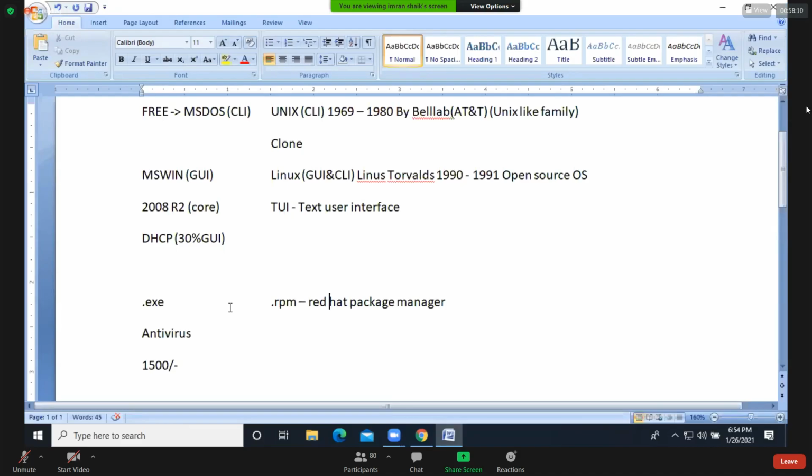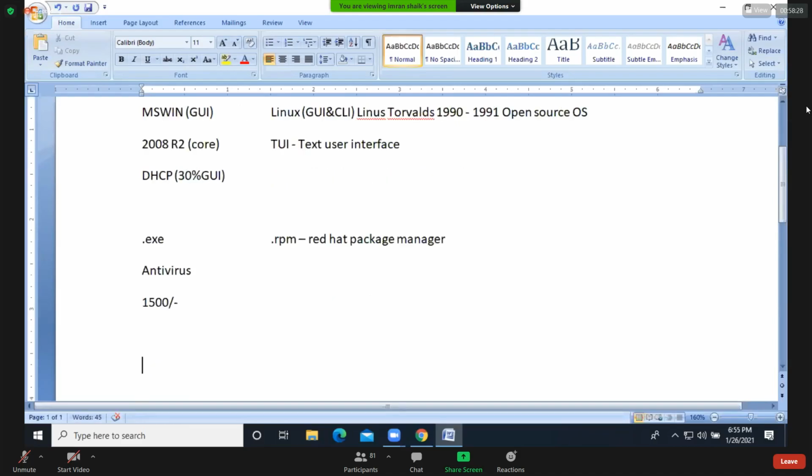Yes, guys. Linux is always preferable because it doesn't require any antivirus application. By default, we have the protection here because the file system is different. These .rpm files won't be affected by viruses. Okay, next point.